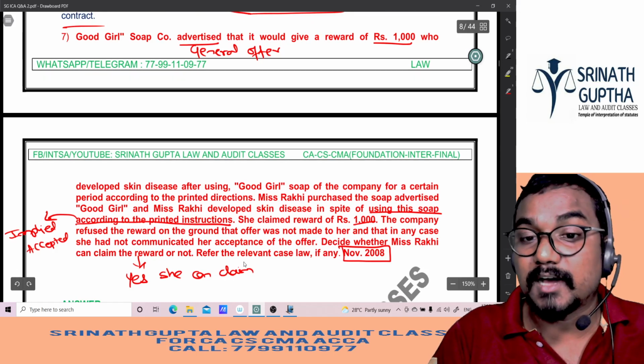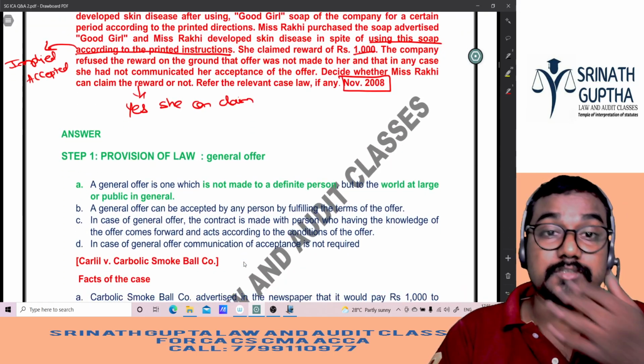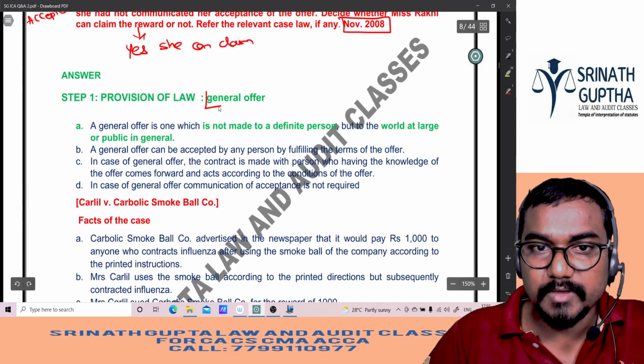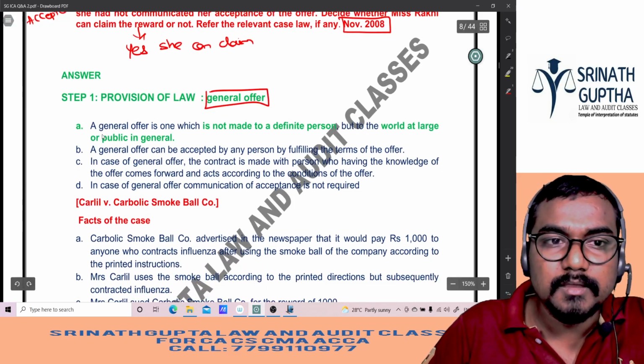Refer the relevant case law also. He is asking you to refer the case law also, beta. You should read the case law also. Provision of the law: general offer. Which offer, beta? General offer.